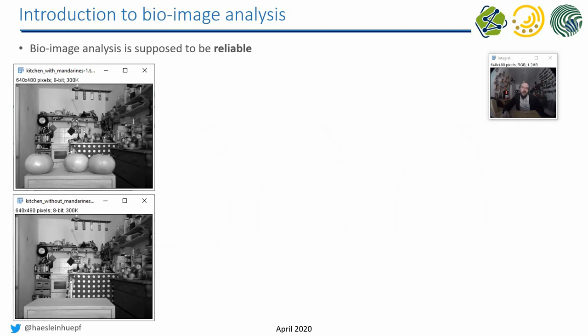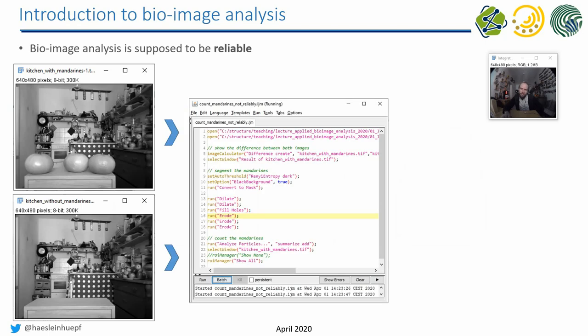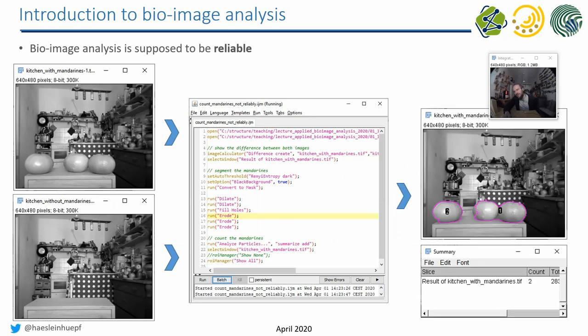So back to the mandarins, back to the oranges. I can program a program which takes these two images. The program looks like that. It's actually in the folder where the slides are, so feel free to try it out. This program takes these two images and does a quantitative measurement of the number of objects in the image. So it counts two. And what we learned from that: I can repeat this program and run it again and it will give the same number, and it is objective, right? But it's wrong. It's not reliable.